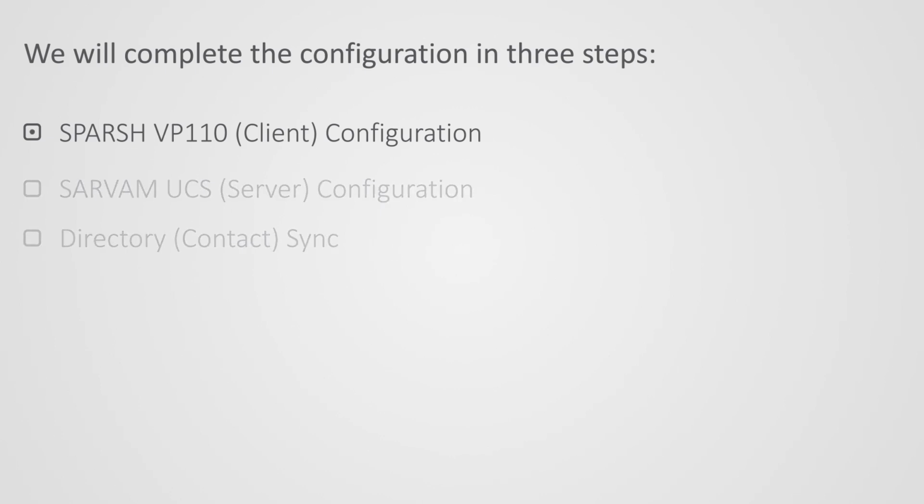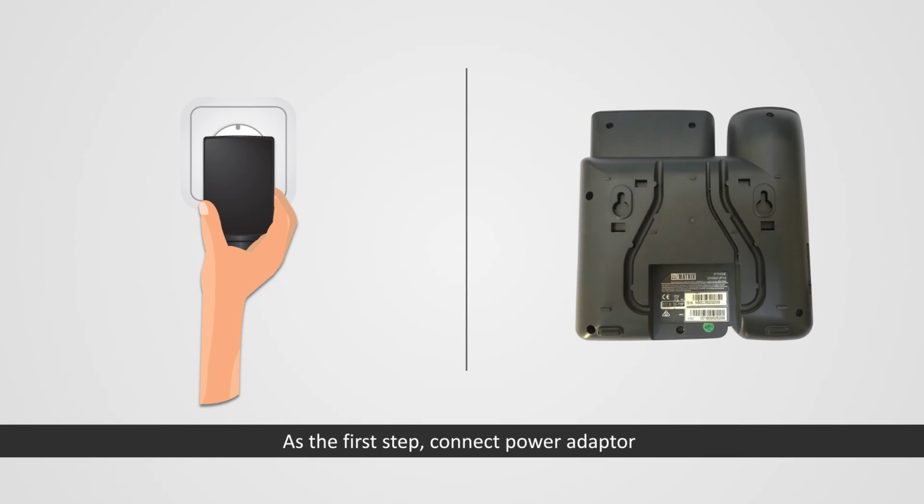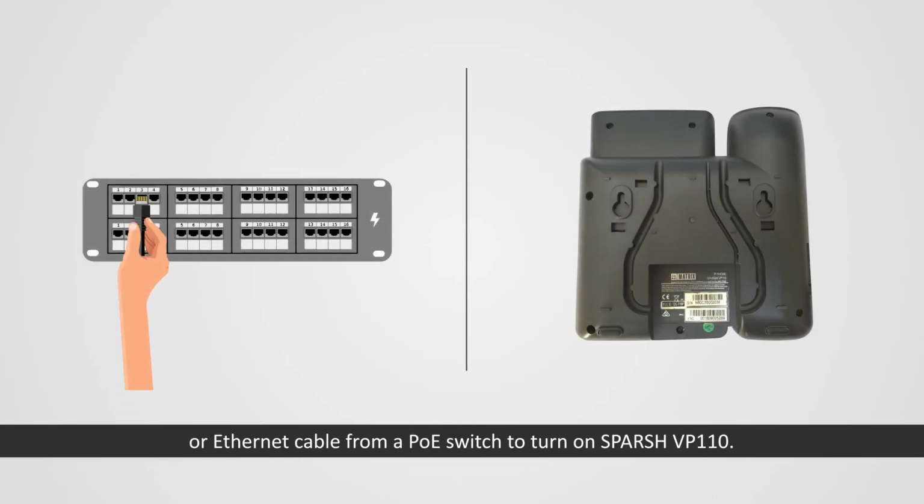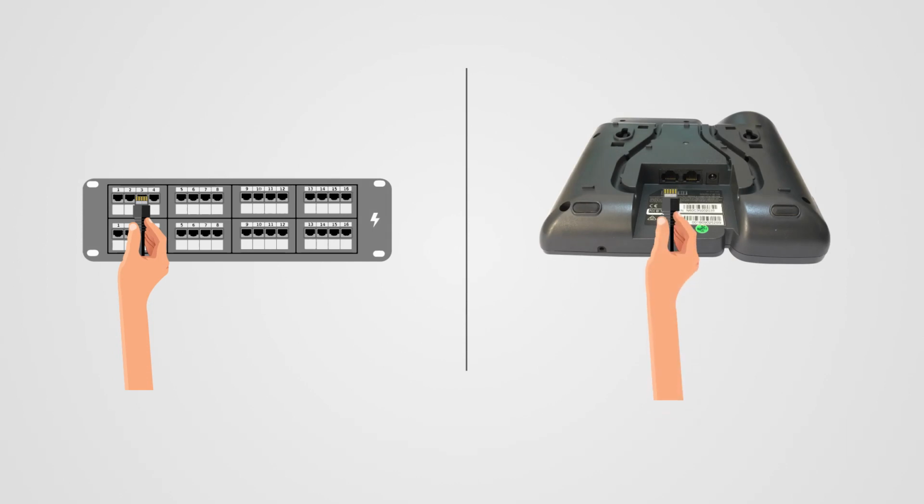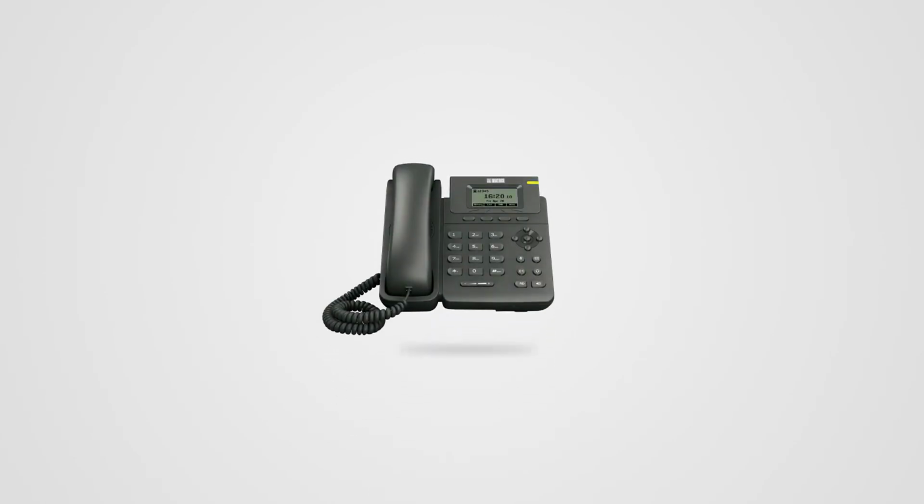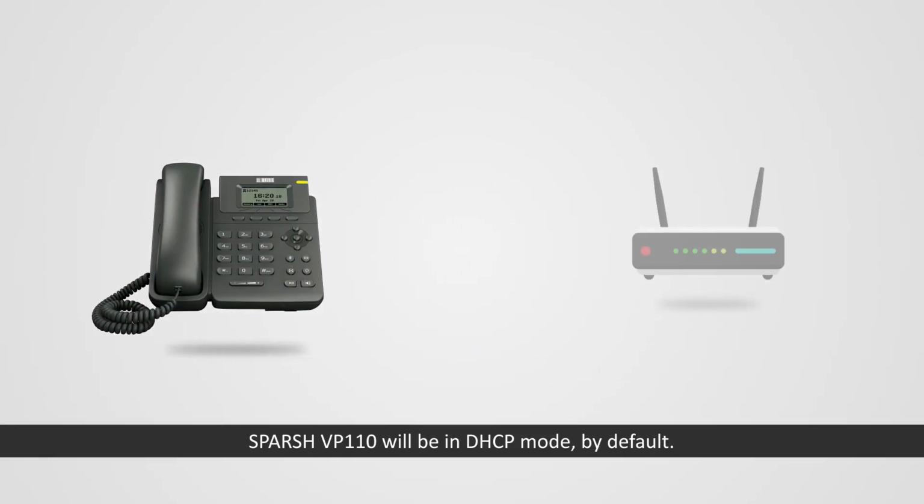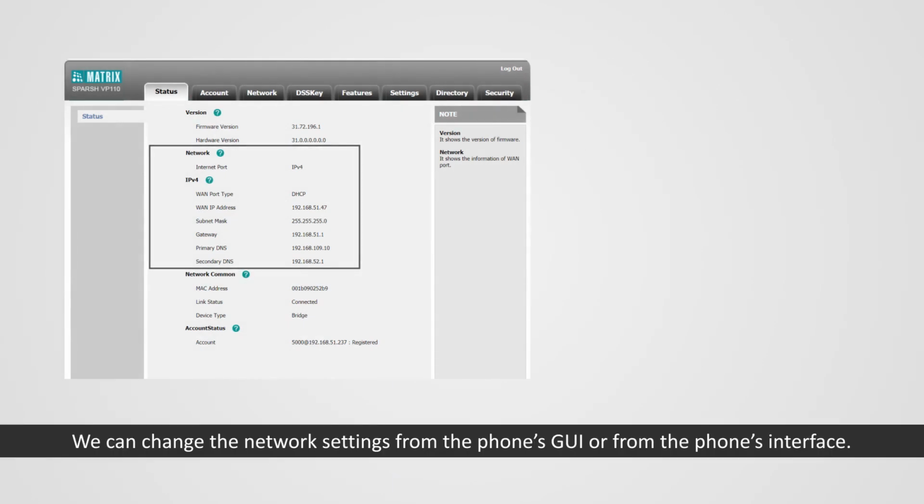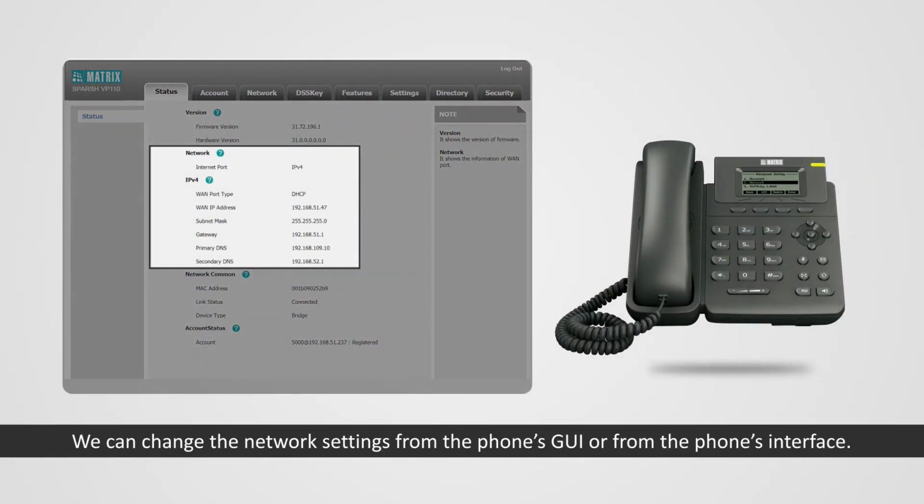Let us start with the first step of SPARSH VP110 configuration. As the first step, connect the power adapter or Ethernet cable from a PoE switch, to turn on SPARSH VP110. SPARSH VP110 will be in DHCP mode, by default. We can change the network settings from the phone's GUI, or from the phone's interface.